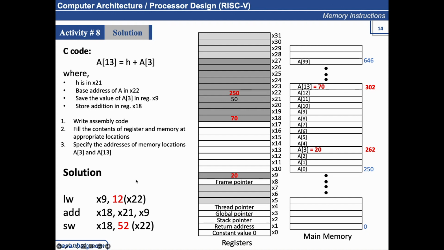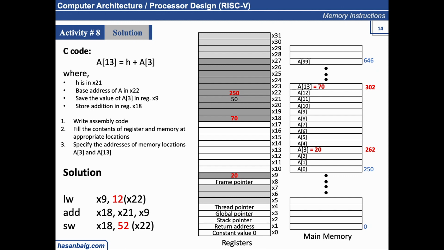Now we need to write the instruction to load the data, which is A3. A3 is placed at base address 250 plus the offset value, which is 12. When these two values are added together, it makes the effective address, which is 262. The value stored there is 20. So this value 20 will be read from memory and stored in x9, so the x9 register will be updated with the value 20.